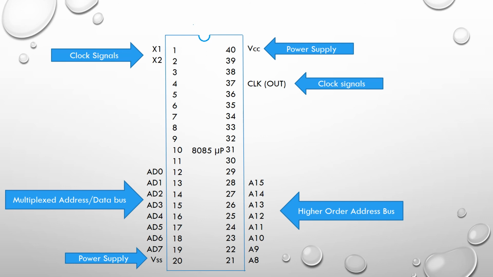Lastly, we have the higher order address bus. Pin number 21 to 28 is occupied by the higher order address bus. They are unidirectional. They are always kept separate because the lower order is multiplexed in order to reduce the number of pins. So only this concept we have discussed in today's class. In the next class, we will learn the remaining pins of the 8085 in detail.